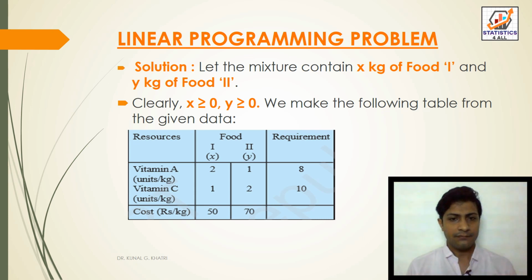So here, for vitamin A: 2, 1, and the requirement is 8. For vitamin C: food 1 is 1, food 2 is 2, and the requirement is 10. And the cost in rupees per kg for food 1 is 50 and for food 2 is 70.